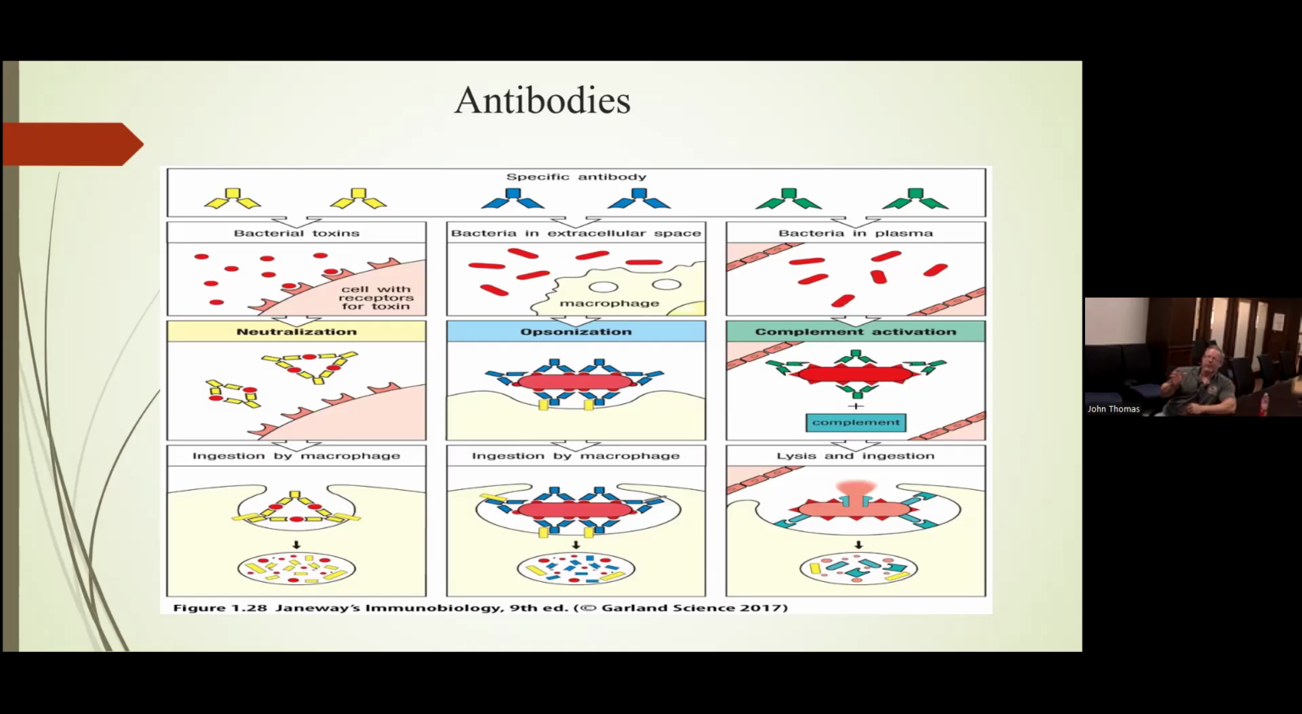And then the third role we see antibodies playing is that antibodies are going to participate in the activation of the complement cascade. So we have our green antibody cartoon on the far right panel. We have bacteria that are maybe floating around in plasma. The antibodies are going to come along and recognize the bacteria in the plasma. They're going to begin to form complement.